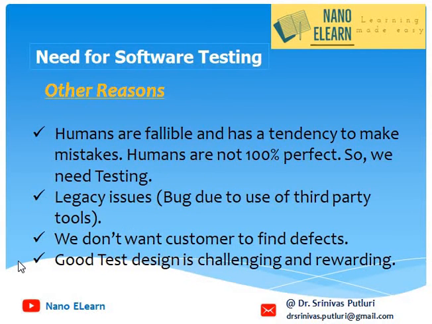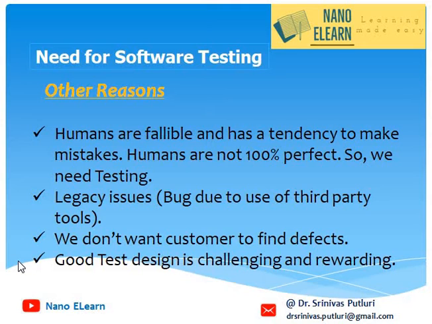Then what are the other reasons? Humans are fallible because humans have a tendency to make mistakes. They are not 100% perfect. So we need testing process to test the intended software.